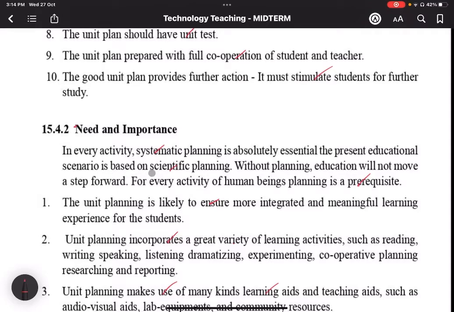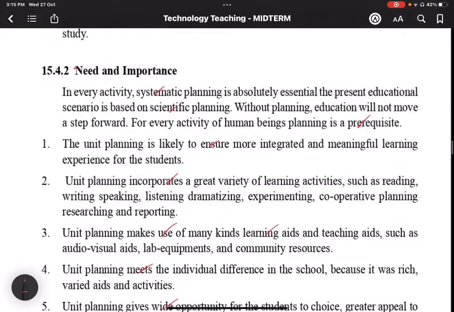Systematic planning is scientific planning. Without planning, education will not move a step forward. So for every activity of human beings, planning is a prerequisite. Okay? As a professional teacher, kung di ka man teacher, kahit ano ka mang, nasaan ka mang area o industry, kailangan mo ng planning. Okay? How much more na ikaw ay teacher? So, kung ano ituturo mo, dapat nakaplano. Hindi yung kung ano lang yung maisipan mo. No? That is not how teachers discuss their lesson.